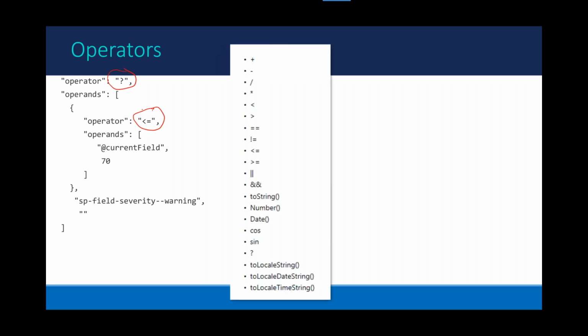We talked about these things. So for the operators, you're going to see the question mark. This is our operator saying it's basically a conditional. So it's saying if something is, we're going to do an if operator. Here we're saying the operator is if it's less than or equal to. And there are a bunch of different operators that you can use for the field formatter. Here's a list of those operators.